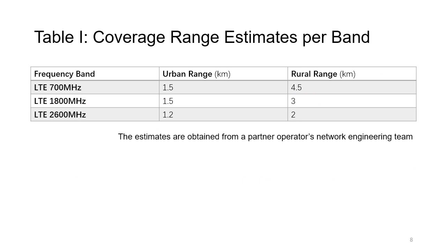This is the table of the coverage range estimates per band. The effective range is determined by 2 properties of a cell: location type, that is urban or rural deployment, as well as its frequency band. So these estimates are obtained from our partner operator's network engineering team.